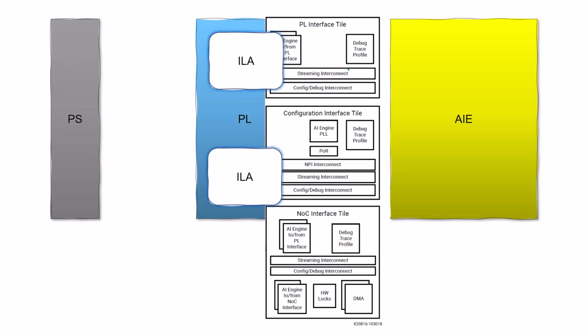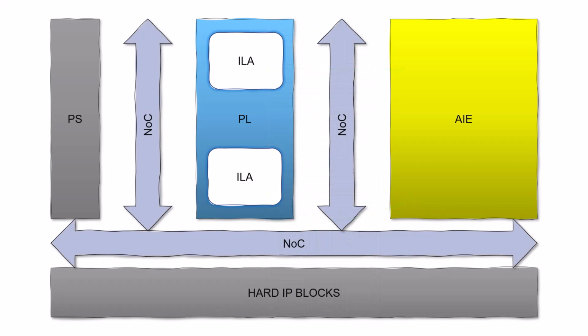The ILA can only capture data accessible within the PL fabric. For AIE debugging, this includes the PL interface tile data and the PL paths in the NOC interface tile. That is, traffic flowing between the PL and AIE can be captured, while traffic flowing directly between the NOC and the AIE cannot.